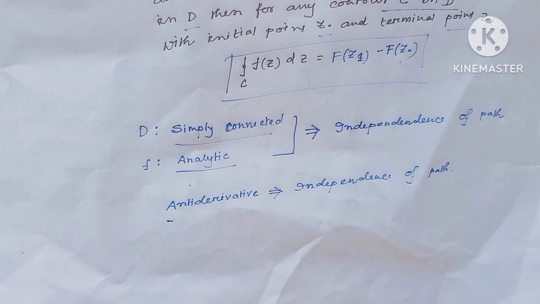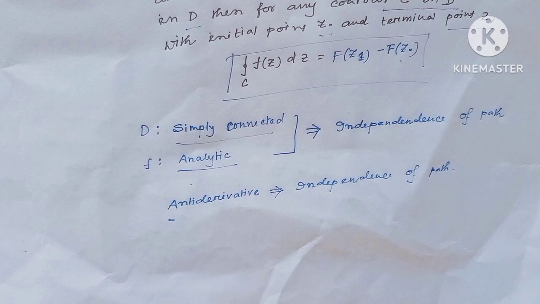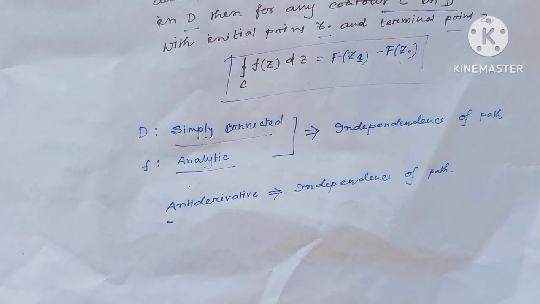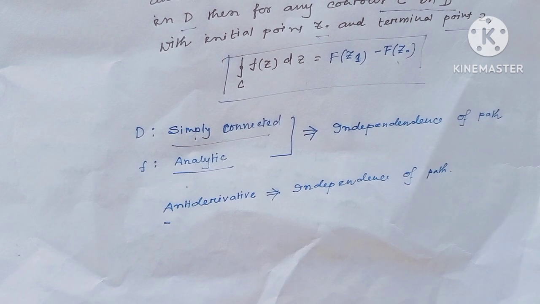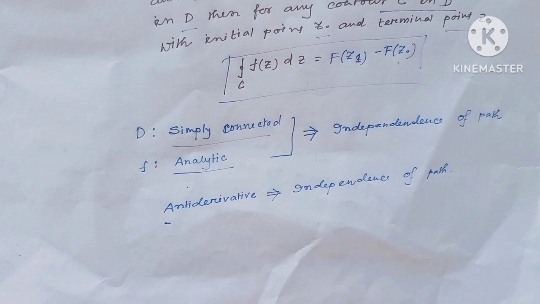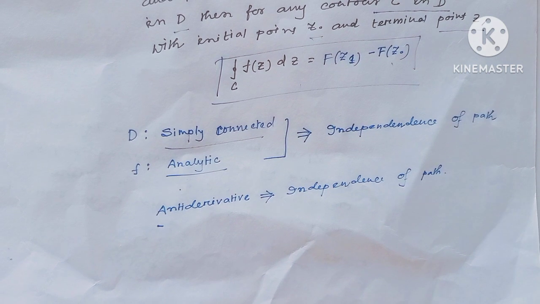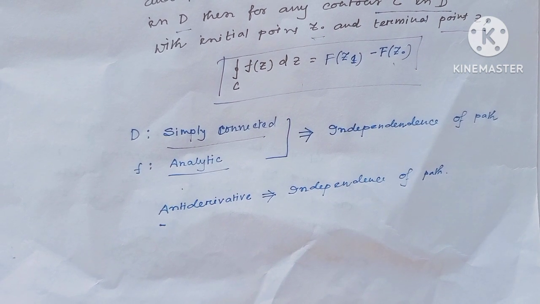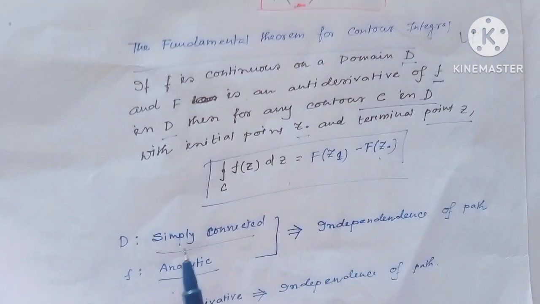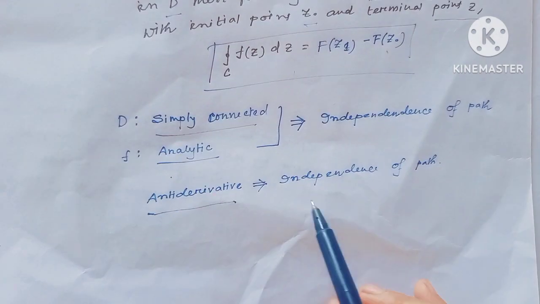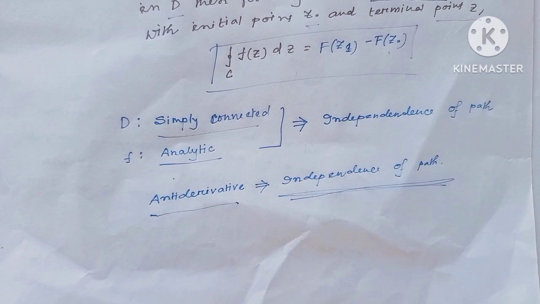Now I have got two ideas. When the domain is simply connected and the function is analytic, that implies independence of path. This is one result which I had seen in my previous video. From today's idea I have got this idea: when a function has an antiderivative, then by the fundamental theorem of contour integral we can tell about independence of path.